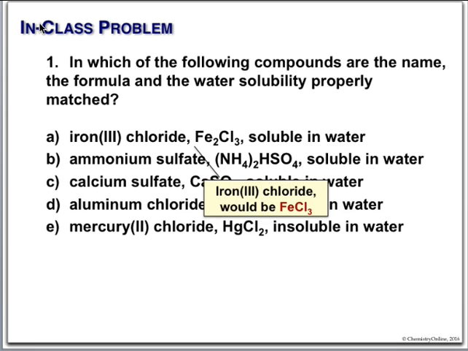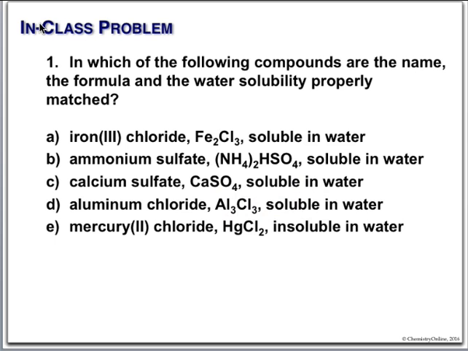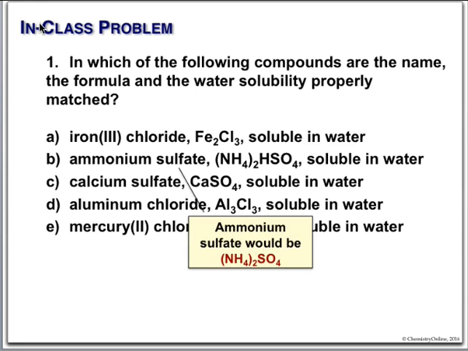Soluble in water, that's right, because most chlorides are soluble in water, except for heavy metals, lead, silver, mercury, whatever. Ammonium sulfate. Well, the ammonium part is right, but this is hydrogen sulfate, isn't it? Remember, sulfate is a -2 charge. Ammonium is a +1, so we would need 2 of them, but ammonium sulfate would look like this. So it's also wrong.